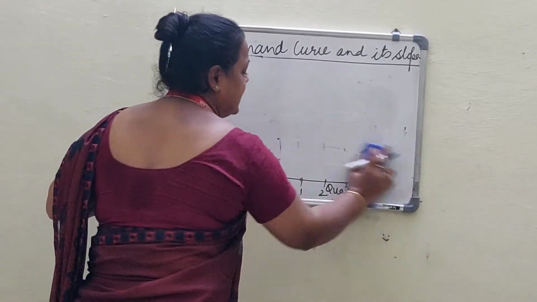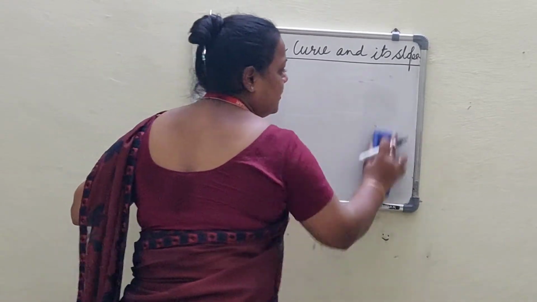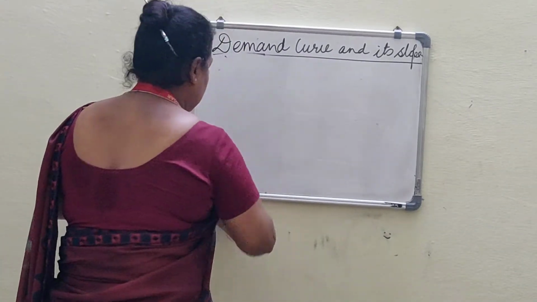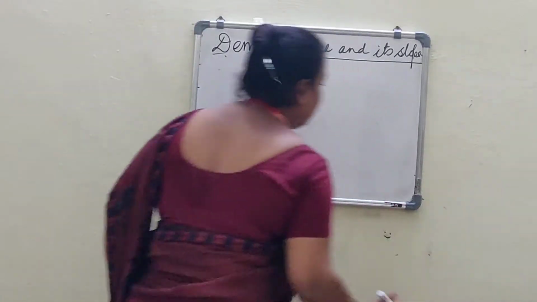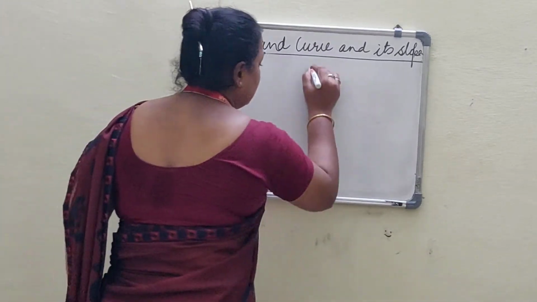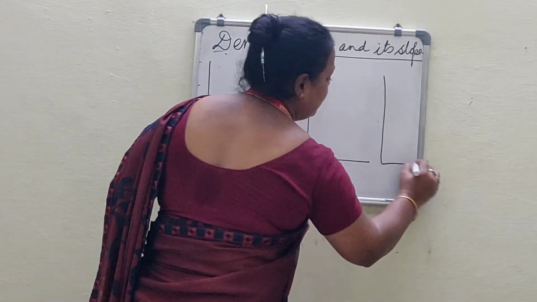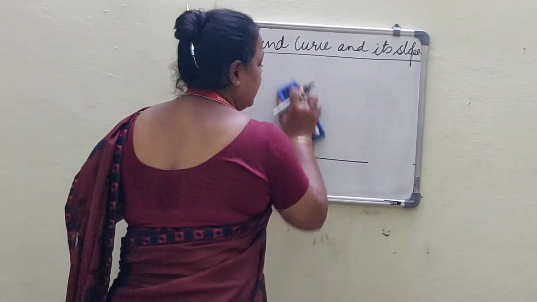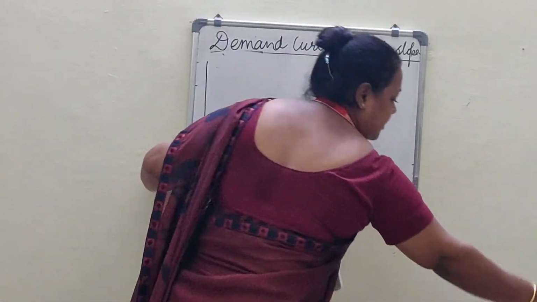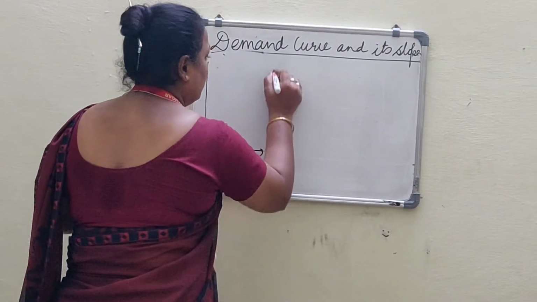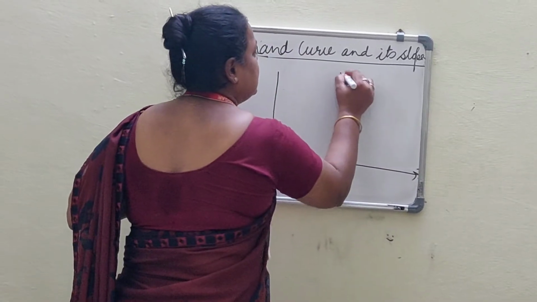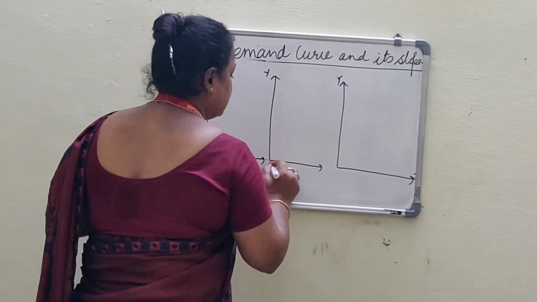Now we are moving on to the individual demand curve and market demand curve. As we have already seen the demand curve having this kind of slope, now we can talk about the individual demand curve. When we talk about the individual demand curve, there are 3 curves. I'll make a small one here so that it will be more easily visible to you. 1, 2 and 3.